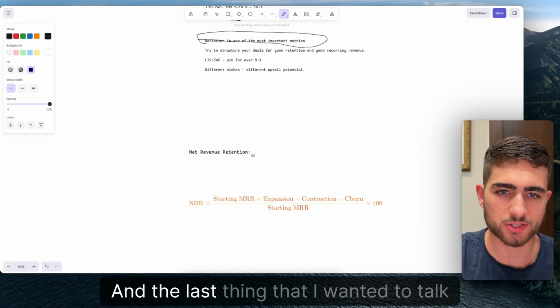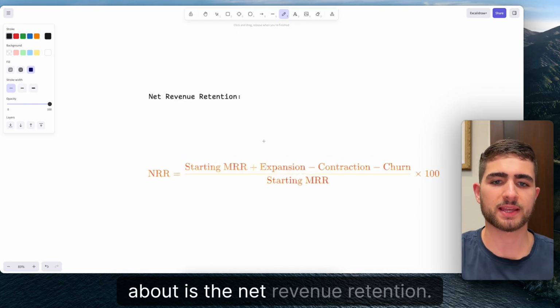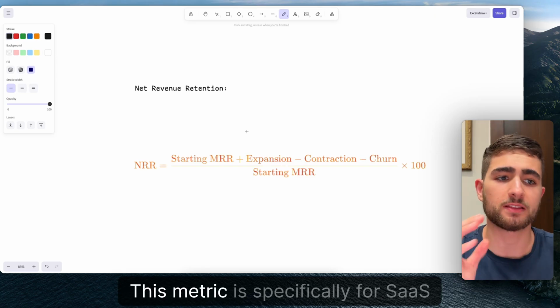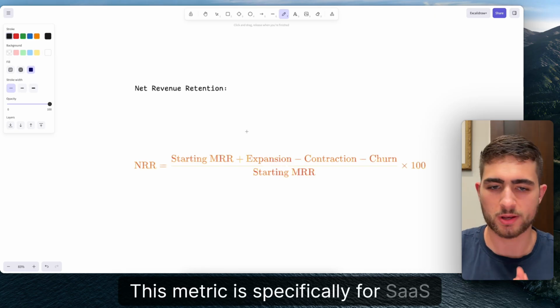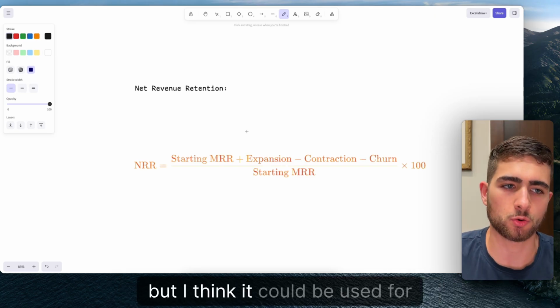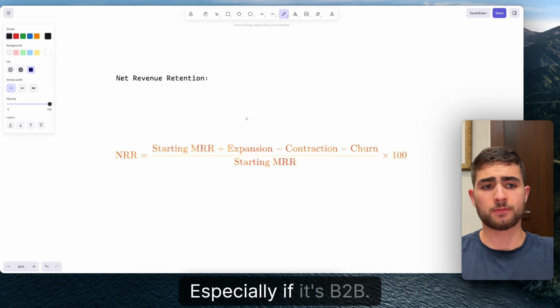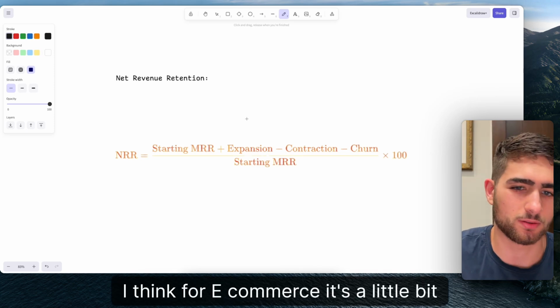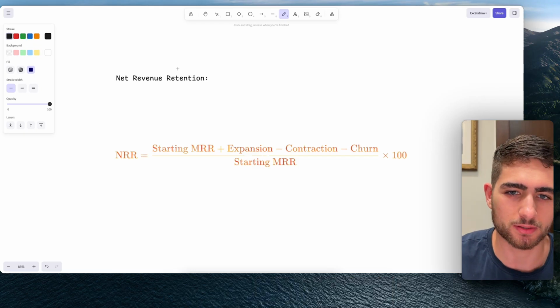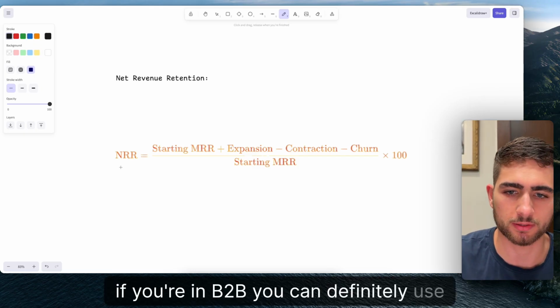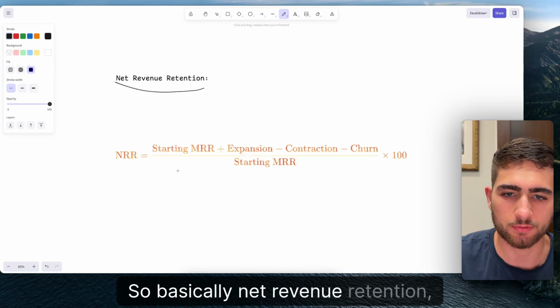Okay. And the last thing that I wanted to talk about is the net revenue retention. This metric is specifically for SaaS companies, but I think it could be used for any other sort of company as well, especially if it's B2B. I think for e-commerce it's a little bit difficult to implement, but if you're in B2B, you can definitely use it. So basically, net revenue retention.